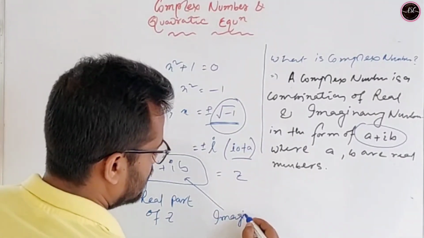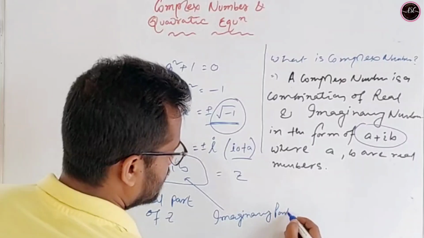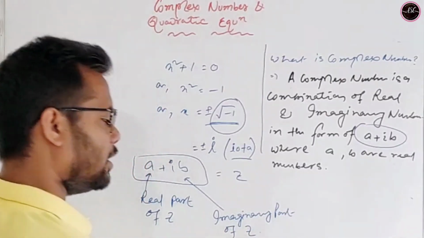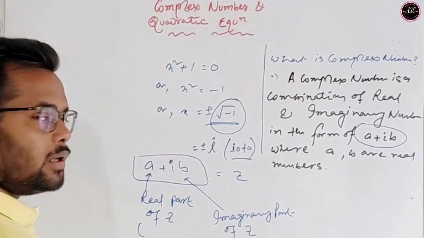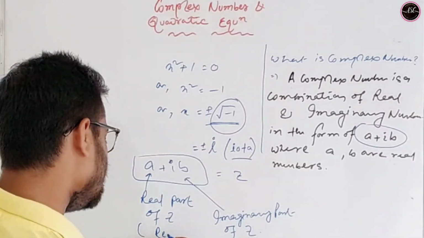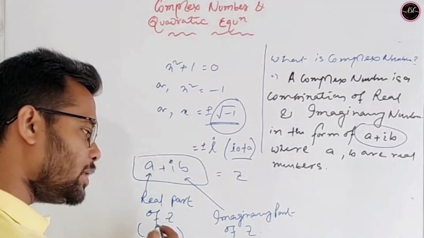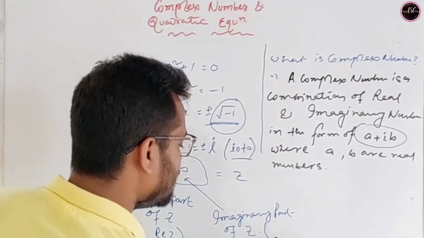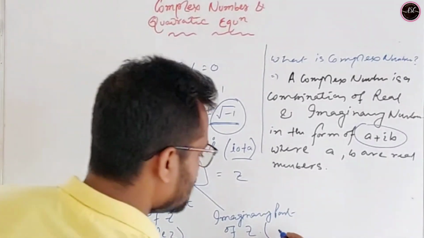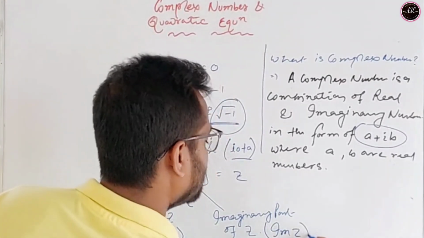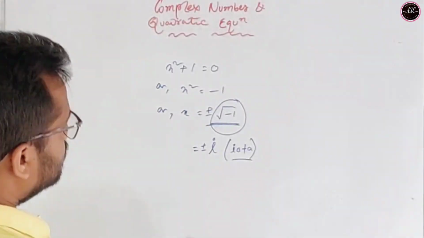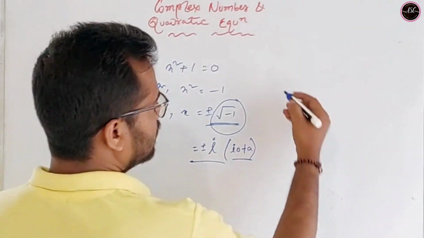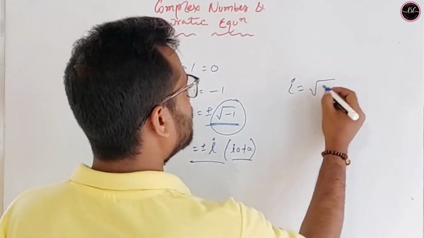Imaginary part of z. And this real part is expressed by Re z for the complex number z, and the imaginary part is written as Im z for the complex number z. Okay, clear? So from here we have seen that i equal to root of -1.